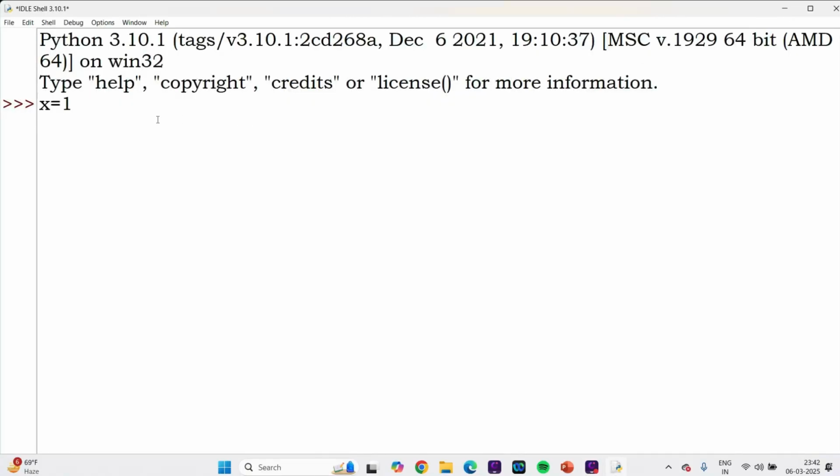So x equal to 17, say y equals to say 5. So when I'm going for x percentile y, which produces 2, which is nothing but the remainder. Now, let's say I'm taking a equals to 2, say b equals to 3, and when we apply the exponential operator, that is a asterisk asterisk b, the result is 8, which is nothing but 2 to the power 3.